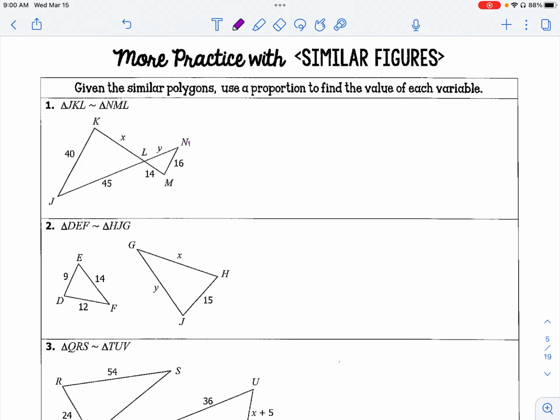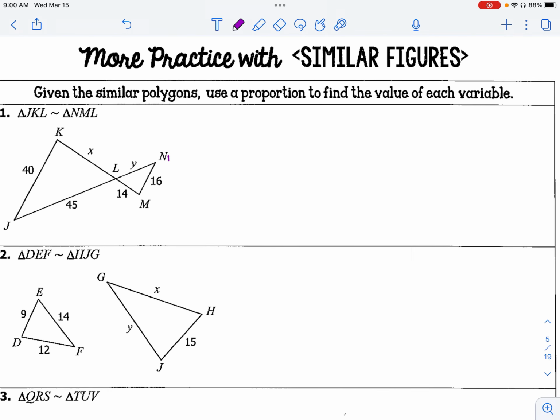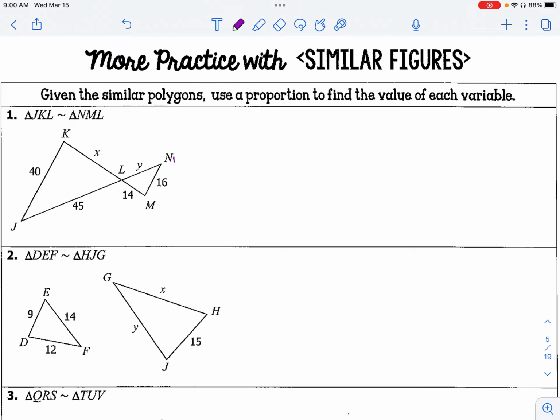All right, let's keep working on similar figures and practicing with them. Here we got number one, triangle JKL is similar to triangle NML. So let's mark our triangles, 1, 2, 3, 1, 2, 3. J is 1, K is 2, L is 3, N is 1, M is 2, and L is 3. So let's find our variables.